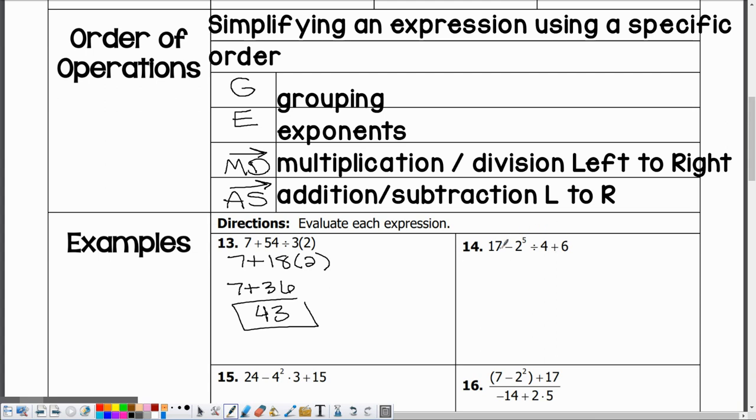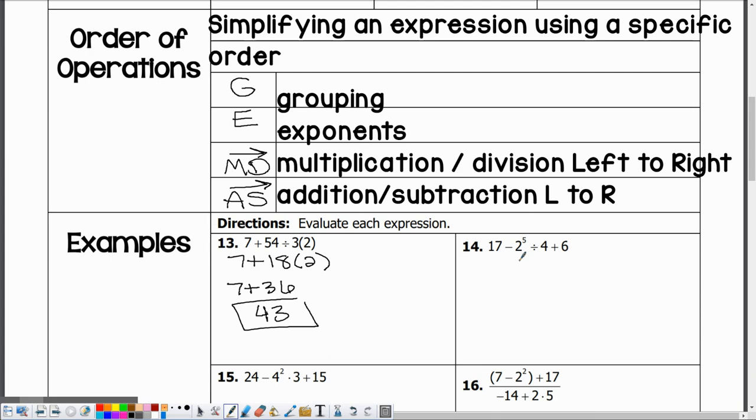Okay, so I want you to try number 14. Keep in mind, you have an exponent this time, so remember, with exponents, you're not doing that number times the exponent, it's the base number, that 2, 5 times. So 2 times 2 times 2 times 2 times 2. So use that hint to solve 14. Pause the video and come back when you're ready.